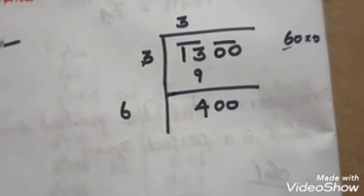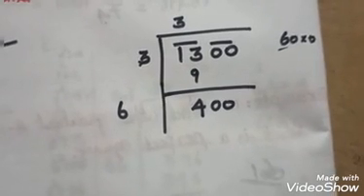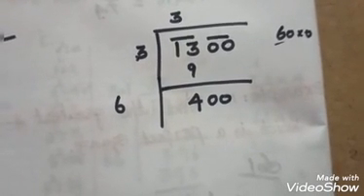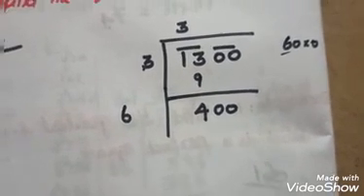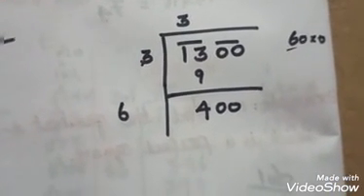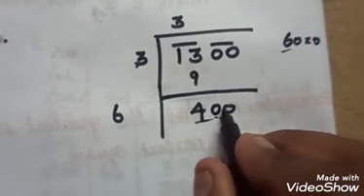6 7s are 42. 6 6s are 36. Now say the sixth table. 1 6 is 6, 2 6s are 12, 3 6s are 18, 4 6s are 24, 5 6s are 30, 6 6s are 36, 7 6s are 42. So 42 means it goes above 40. So now you take these first two digits, 40.